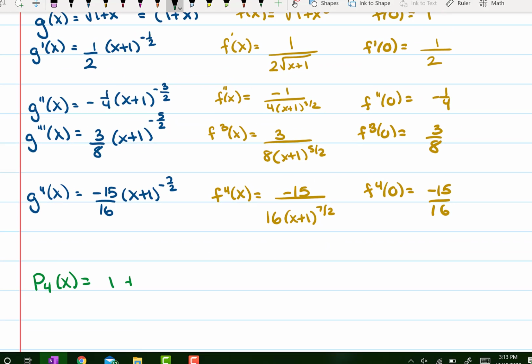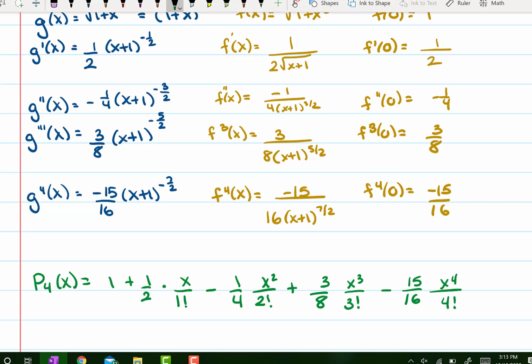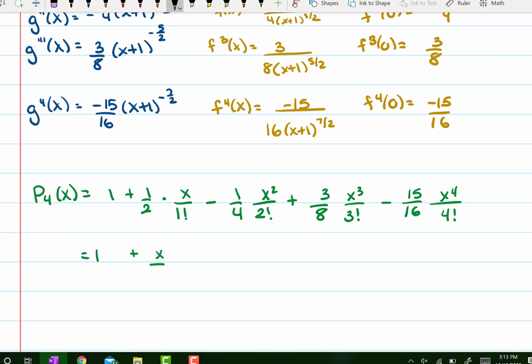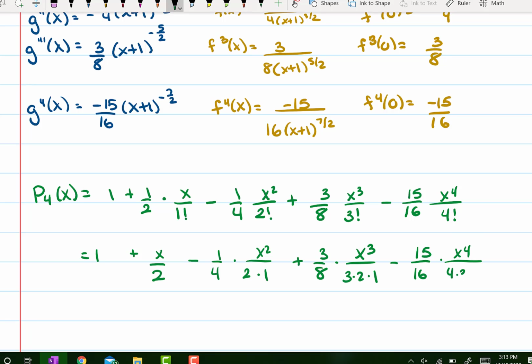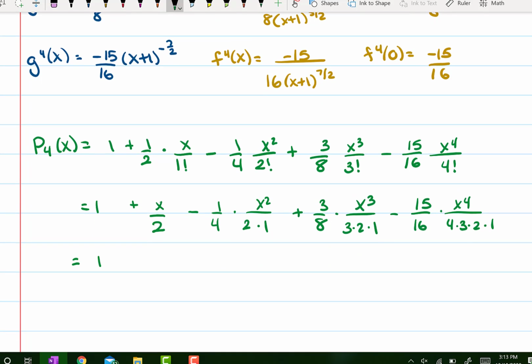Now that I have the coefficients, I can plug those in for a sub 1 and a sub 2 and so on, because those are the derivatives. So I write out my polynomial, replacing my coefficients, and then I just have to go through and simplify. So what I'm going to do is multiply out: 2 factorial is 2 times 1, 3 factorial is 3 times 2 times 1, and so on. And then after that, I'm just going to simplify everything to make one nice clean polynomial.